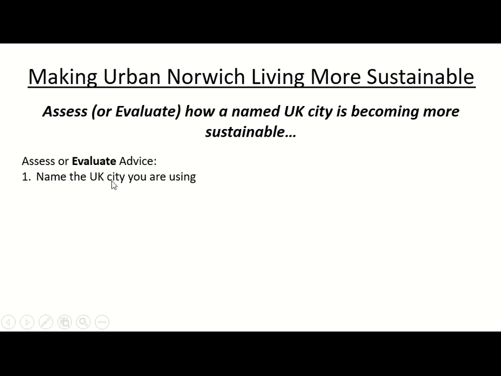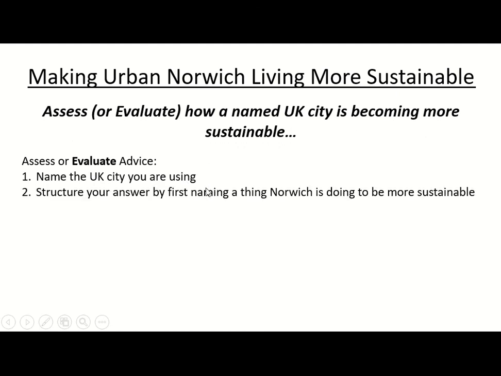So firstly, for both, you need to name the UK city you're using. Doesn't matter whether you're doing assess or evaluate, name the UK city. So Norwich. Okay? And then you name something that Norwich is doing to become more sustainable. Norwich has 6 park and ride sites. Now, again, the same for both is the starting point. You describe what it involves. Also the same.